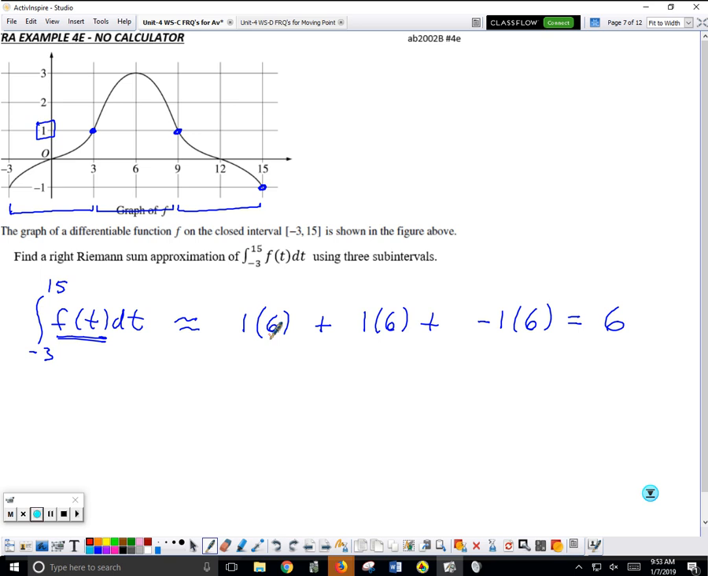Cool. Do you need me to show any more of this? Awesome. Now, if we wanted to find the average, you can throw in the 1 over, like you did. Okay, next one.